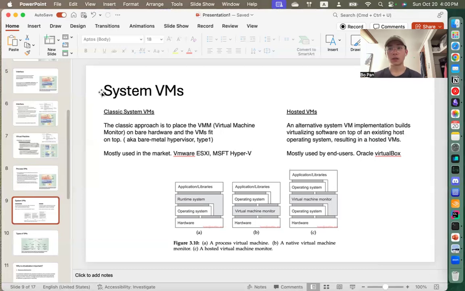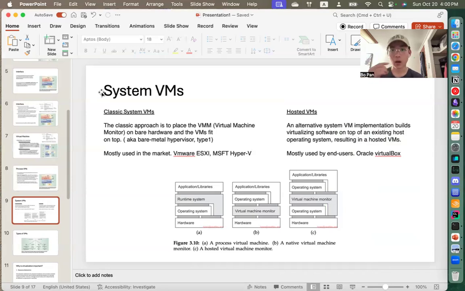AKA, so the author didn't mention that, but I believe nowadays people call the virtual machine monitor a hypervisor. This is called the bare metal hypervisor, also known as Type 1 hypervisor. Examples are VMware ESXi and also the Microsoft Hyper-V. They are mostly used in the market by big companies because they're fast.